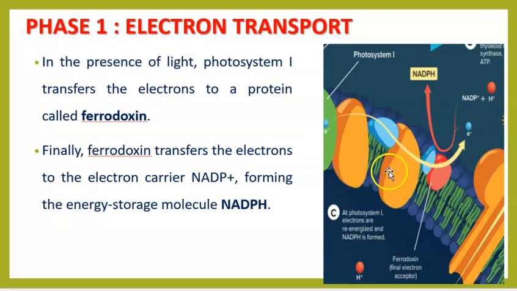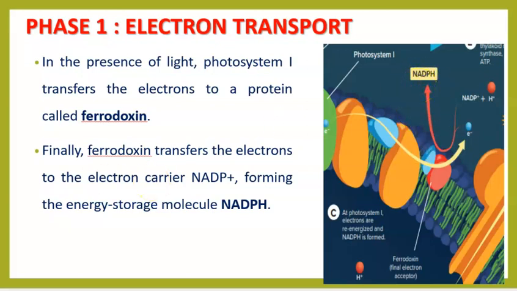So the ferredoxin takes an electron from photosystem 1 and then it transfers this electron to a molecule called NADP plus, which, along with the proton which is present here in this space, makes something called NADPH. Remember, after phase 1 we make two components. We make ATP and we make NADPH. This is where you make NADPH.